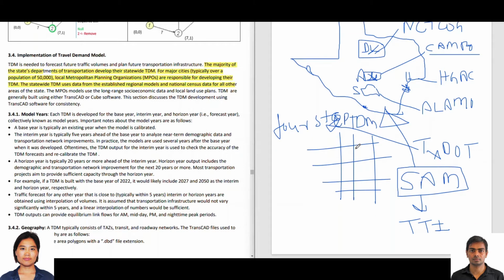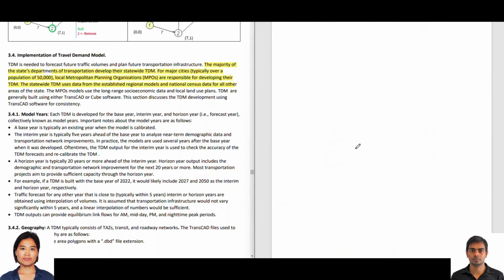So this is just a brief overview of what kind of models are out there, and a brief introduction on how these models exist and who builds them. Now let's look at some data sources.